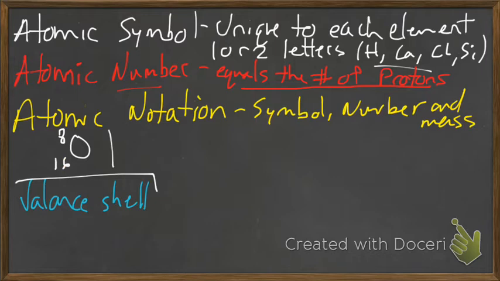If I were to do, what's a good one? Let's do zinc. Zinc has an atomic number of 30. I don't have this memorized. I have my periodic table right beside me. And a mass of 65. At no point should anyone have to ever memorize this information. Always have a periodic table with you.